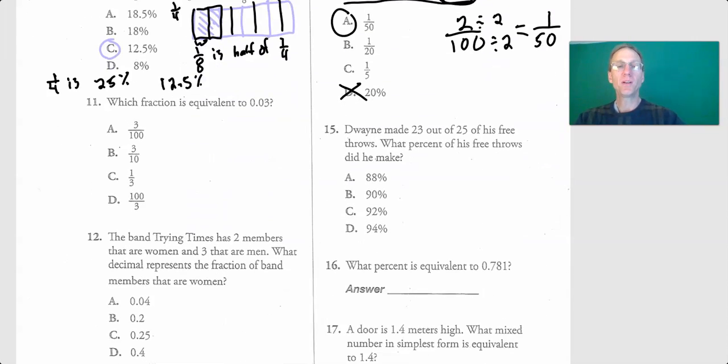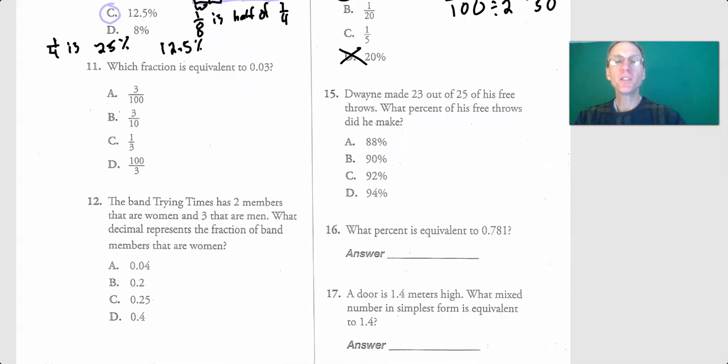All right, let's keep going here. Which fraction is equivalent to 3%? And it's in the hundredths place. Now we have 3/100ths. Let's look over here. Oh, we got this one. Super easy. There it is right there, 3/100ths. We don't even have to simplify. Okay?